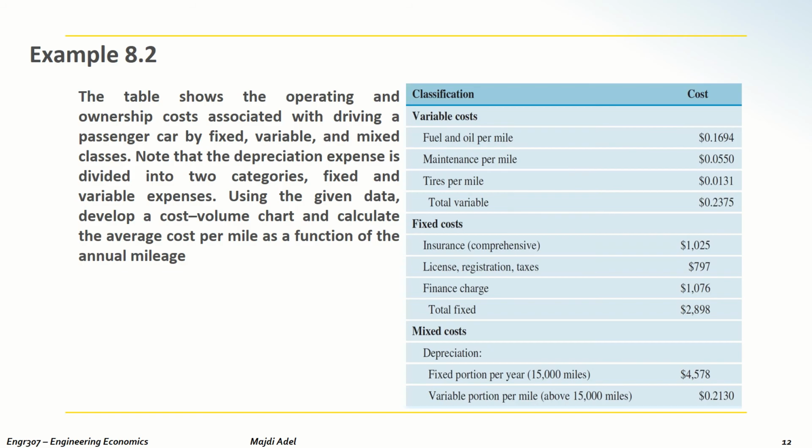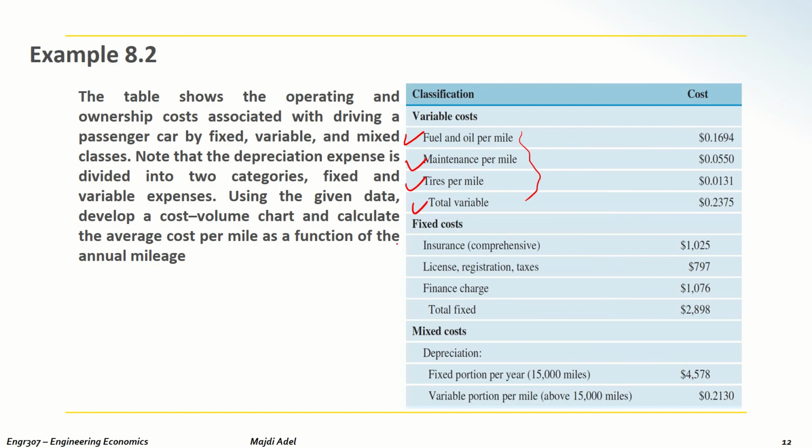We want to develop a cost volume chart and calculate the average cost per mile as a function of the annual mileage. Here we have the variable cost: fuel, maintenance, tires, and this is the total variable cost, which is $0.2375 per mile. Because it's variable, it should be per mile. It depends on the miles traveled.